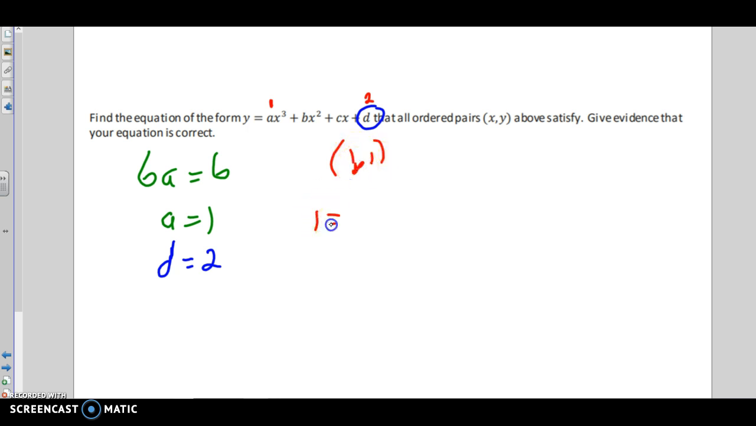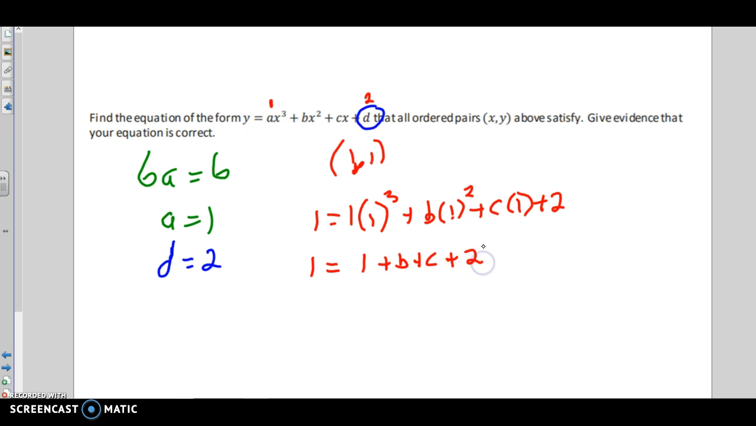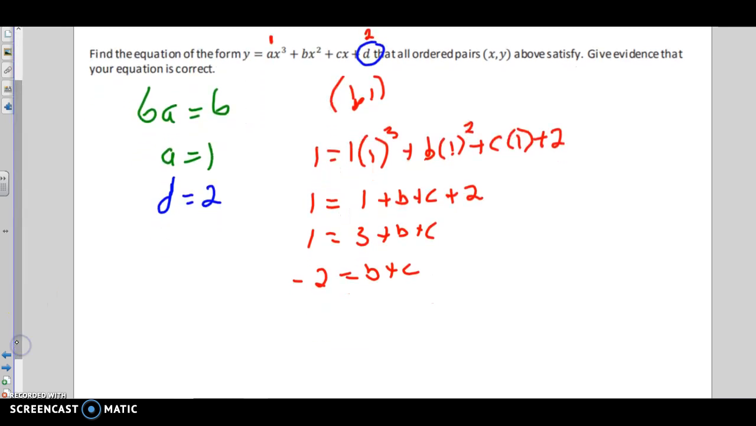I'm going to get 1 equals 1 times 1 to the third power plus b times 1 squared plus c times 1 plus 2. When I simplify that all out, 1 plus b plus c plus 2 is 3 plus b plus c, so negative 2 equals b plus c. So I have one equation.